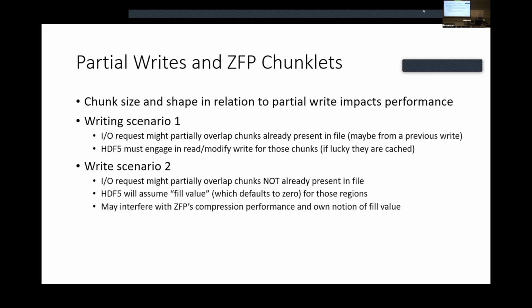So, partial writes in ZFP chunks. As we've talked about many times already today, chunk size and shape in relation to partial writes and reads impact performance quite a bit. So imagine a case where you've got a dataset that you're going to write and you're doing partial I/O on the dataset. In scenario 1, you have I/O requests where the chunks that you're writing to the file partially overlap with chunks that have already been written to the file. Then in that case, with HDF5, and correct me if I'm wrong, but I recall exchanging email with you about this, Dana, maybe as much as a year ago, HDF5 will have to basically engage in a read-modify-write scenario for those partially overlapped chunks.